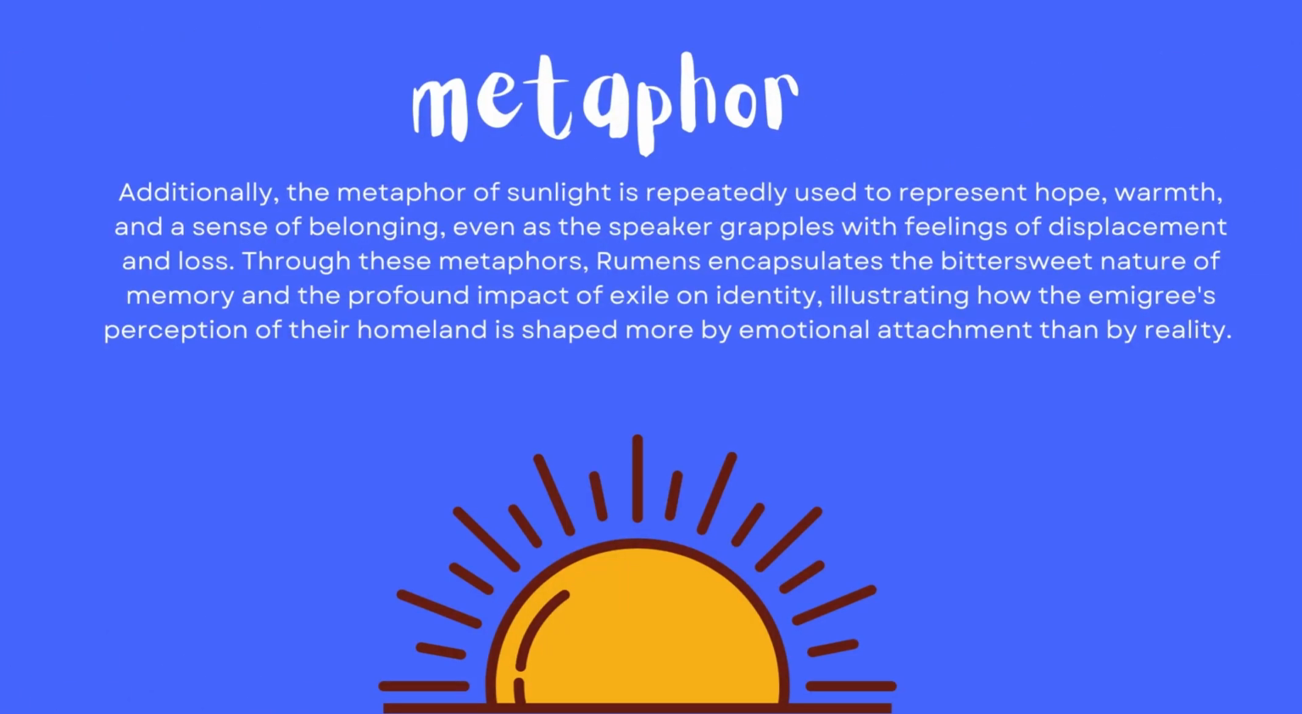Additionally, the metaphor of sunlight is repeatedly used to represent hope, warmth, and a sense of belonging, even as the speaker grapples with feelings of displacement and loss. Through these metaphors, Rumens encapsulates the bittersweet nature of memory and the profound impact of exile on identity, illustrating how the emigree's perception of their homeland is shaped more by emotional attachment than by reality.